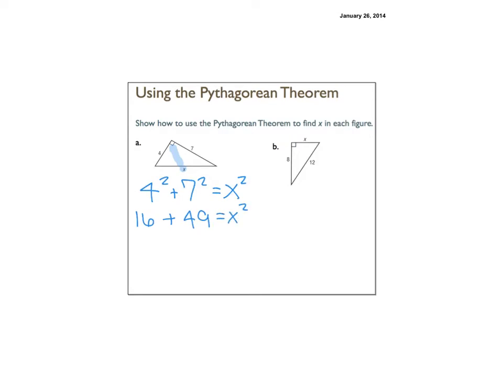Then we're going to add 16 plus 49 together, and we get 65 equals x squared. Now remember, to undo a square, you're going to take the square root of both sides. So I get x equals the square root of 65. When I take the square root of 65, I get 8.06, which rounded to the nearest tenth gives me 8.1.